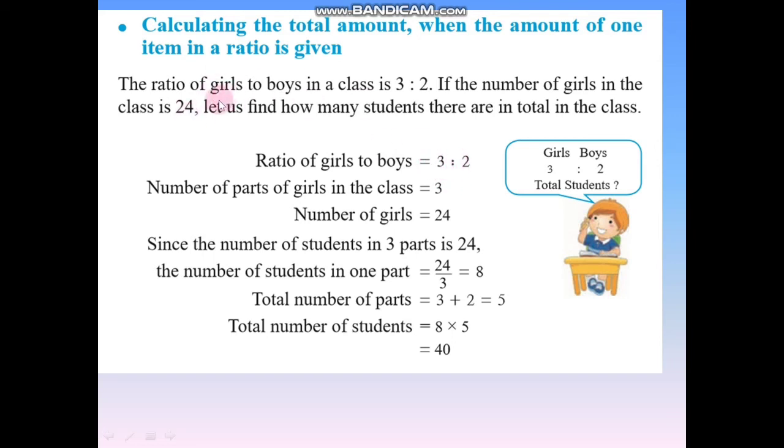To make the 3 side 24, we have to multiply this by 8. Then similarly we have to multiply this 2 side also by 8. Then what do we get? That's the answer. 2 into 8 is 16. 16 plus 24 is 40. So that is the total number of students.